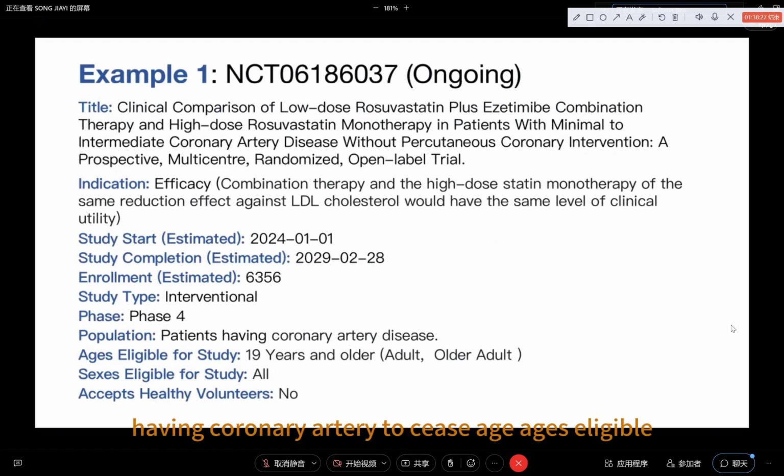Population: patients having coronary artery disease. Ages eligible for the study are 19 years or older. Sexes eligible for the study are all. Healthy volunteers? No, because the patients involved in this study have coronary artery disease. So yeah, example 2.